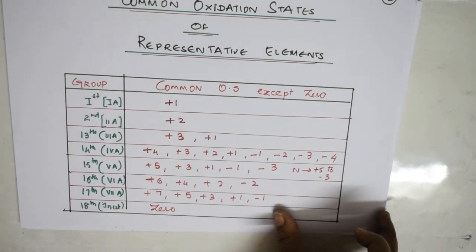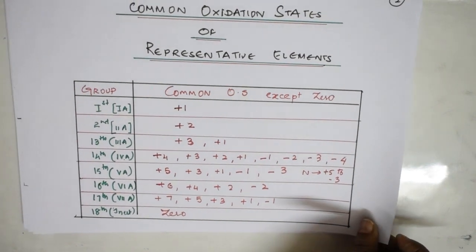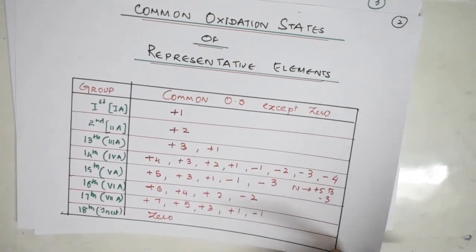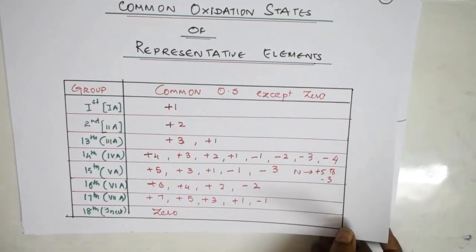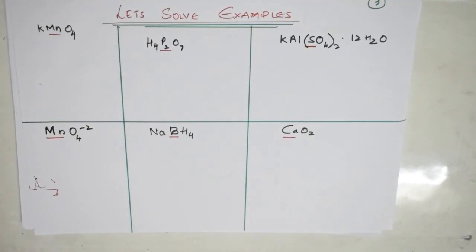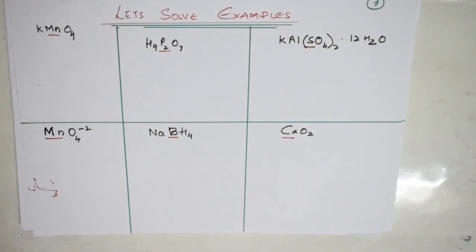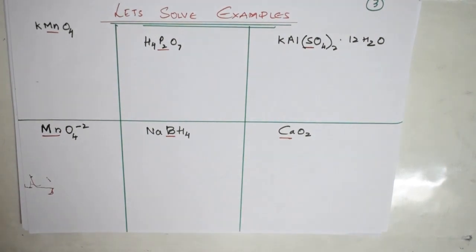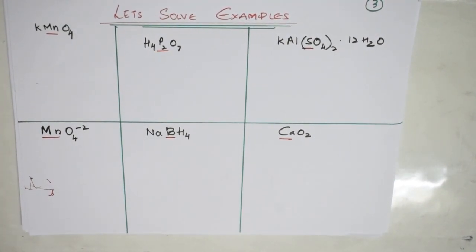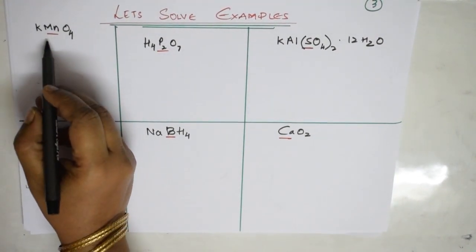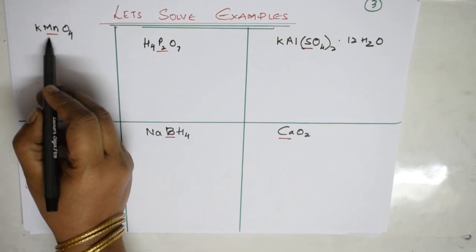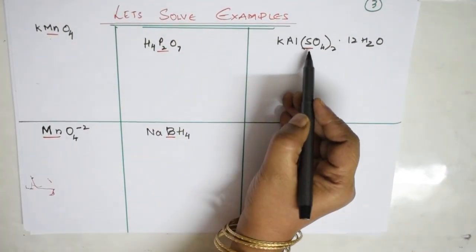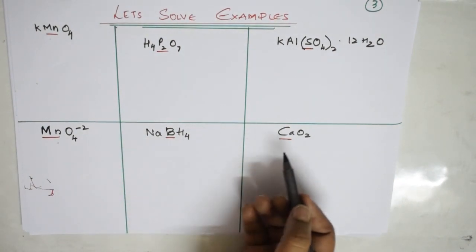Now, with this concept, let us start calculating oxidation numbers with certain examples. Let me put my paper aside. Here are certain examples which I have taken, and we will calculate the oxidation number for all these. Here they have given me KMnO4. Just understand: the one which is underlined is your task. You need to find the oxidation number for those.